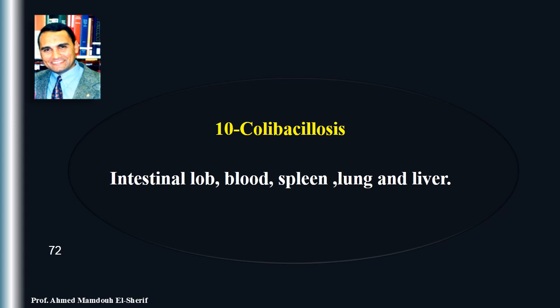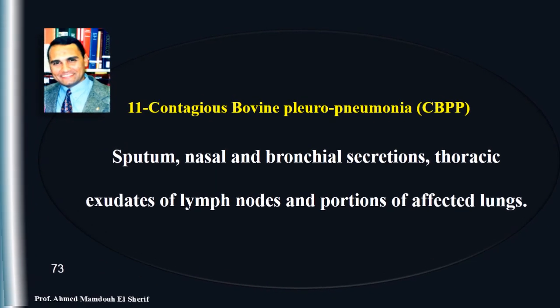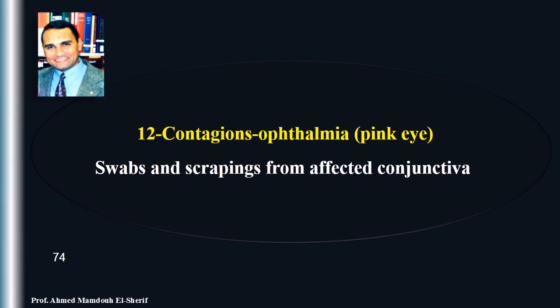In case of colibacillosis, the samples are intestinal loop, blood, spleen, lung, and liver. In case of CBPP, contagious bovine pleuropneumonia, sputum, nasal, and bronchial secretions, thoracic exudate of lymph nodes, and portions of affected lungs are the suitable samples to be collected. In case of contagious ophthalmia, pink eye disease, the suitable samples are swabs and scrapings from affected conjunctiva.